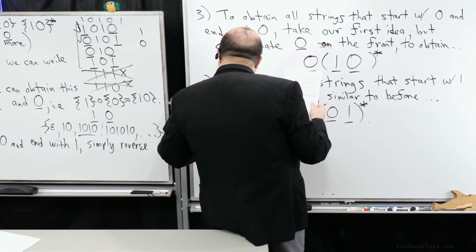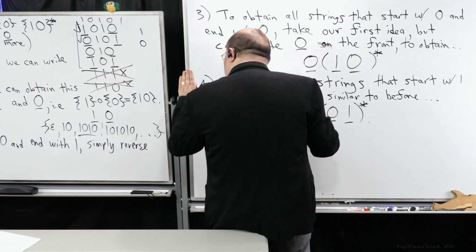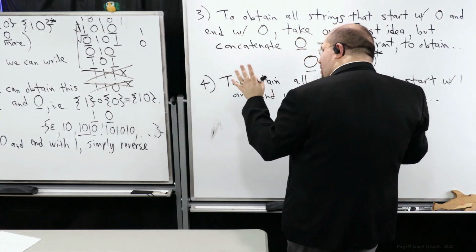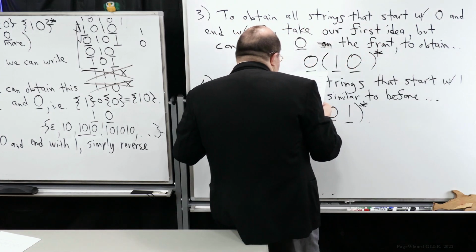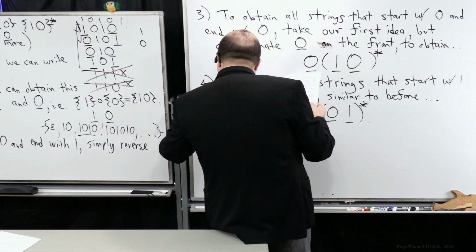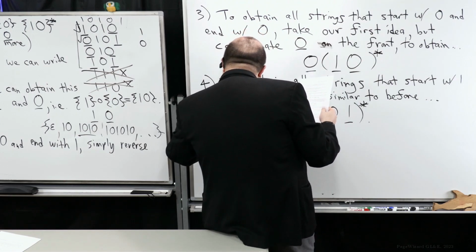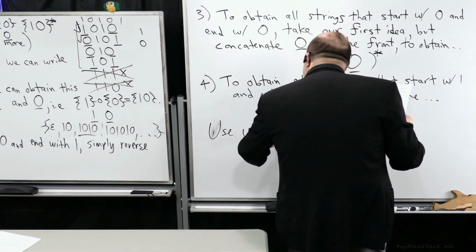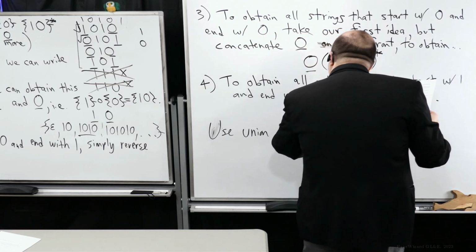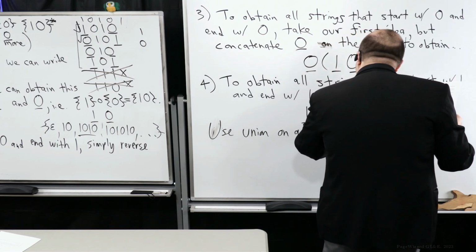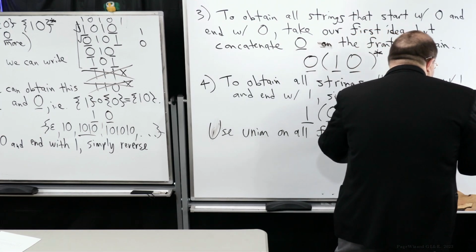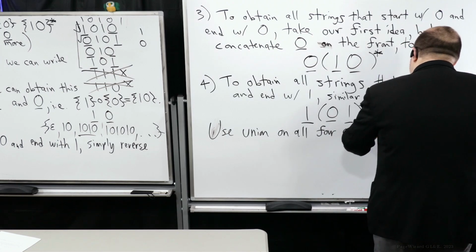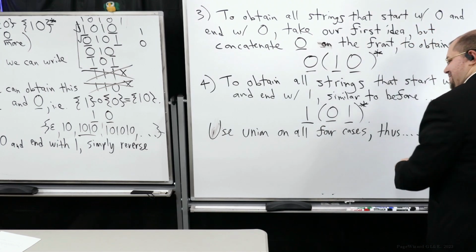So notice that all the above here, I'm not going to formally prove that these are all 4 possibilities that can happen. So what we're going to do is we just use union on all 4 cases. Thus, we end up with as follows.